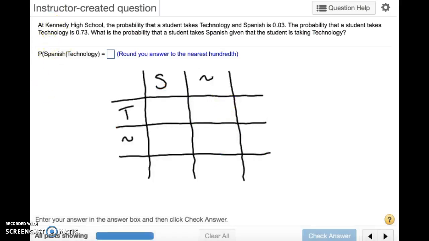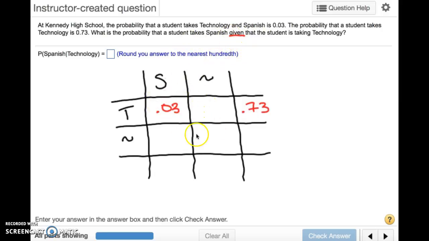All right, this table is similar. It says, at Kennedy High School, the probability of a student takes technology and Spanish is 0.03. So here I have technology and not, Spanish and not. So technology and Spanish is going to be 0.03. The probability that a student takes technology, so the total technology, is 0.73. What is the probability that a student takes Spanish, given that they take technology?